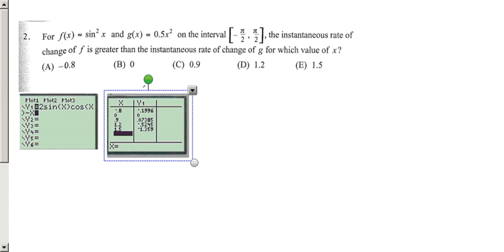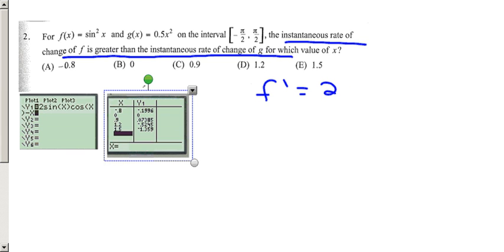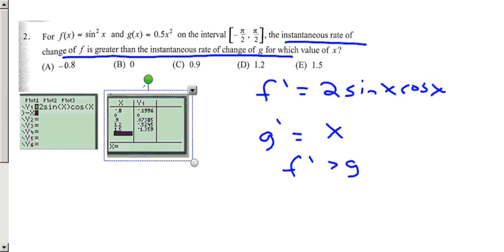Okay, for the next question, I did a little bit of work already. It's looking for when the instantaneous rate of change of f is greater than the instantaneous rate of change of g. Well, the instantaneous rate of change of f is just its derivative. Using the chain rule, we get 2 sine of x cos of x.